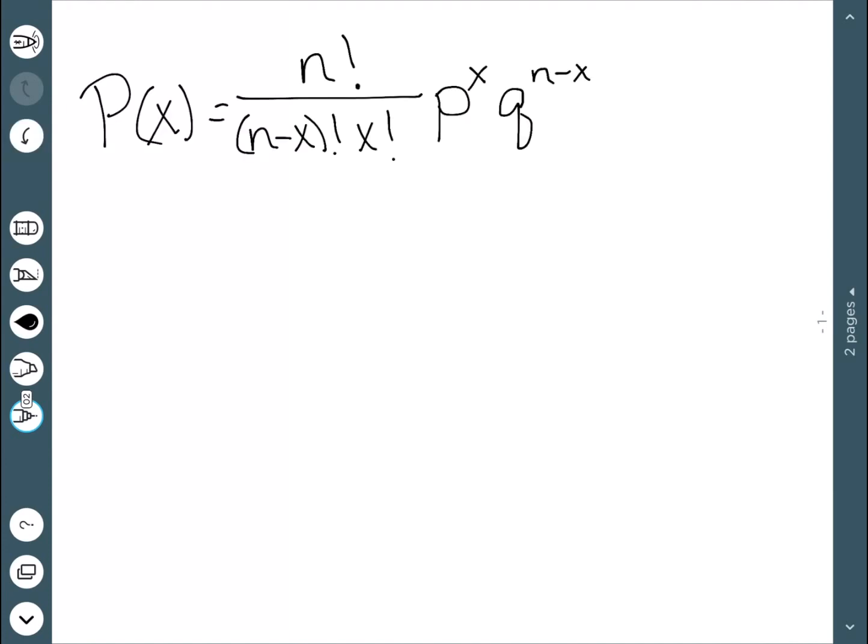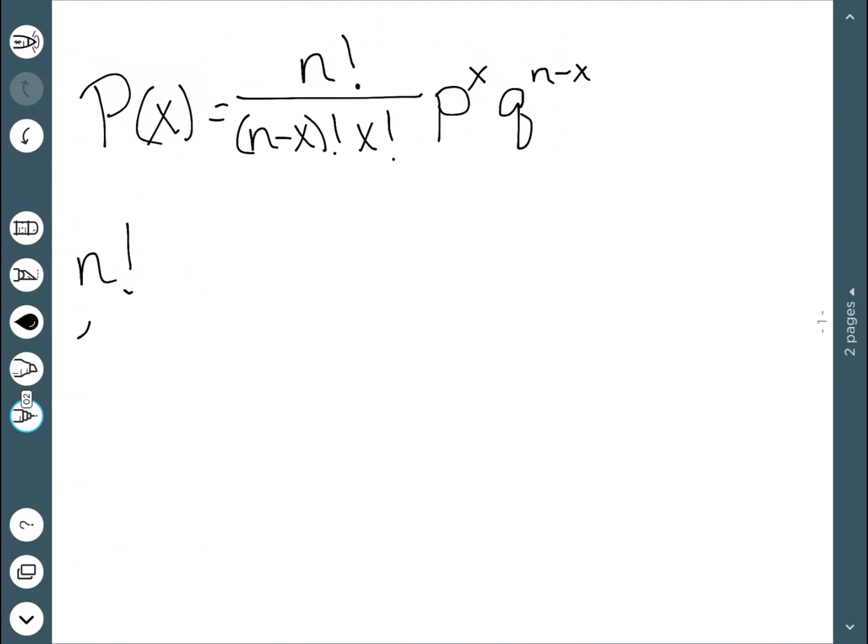So here's my formula. The probability of getting a success x number of times is n factorial over n minus x factorial times x factorial times p to the x q to the n minus x. So first off, what exactly does this mean? Well, first, what exactly is n factorial, this n exclamation point?